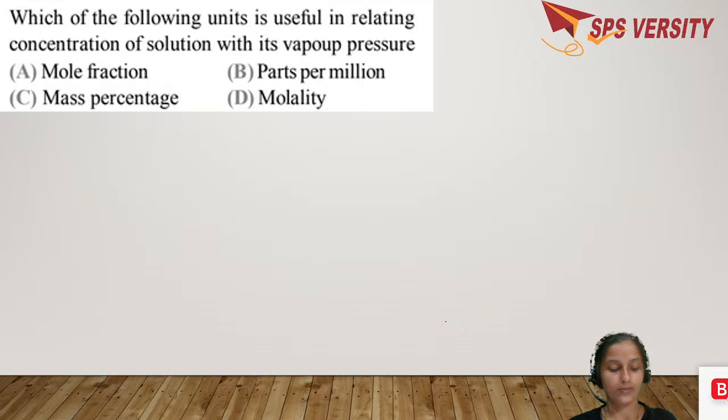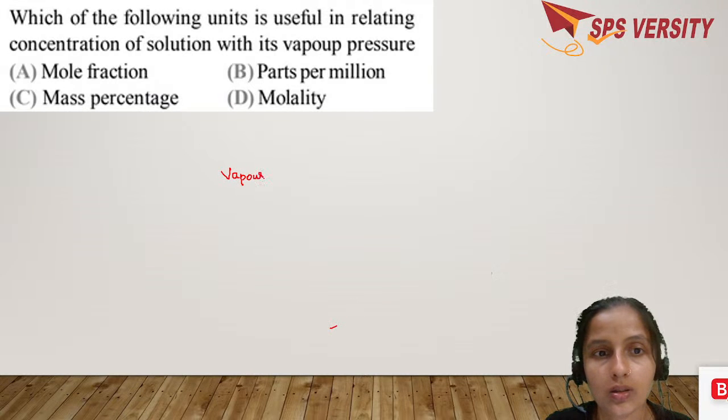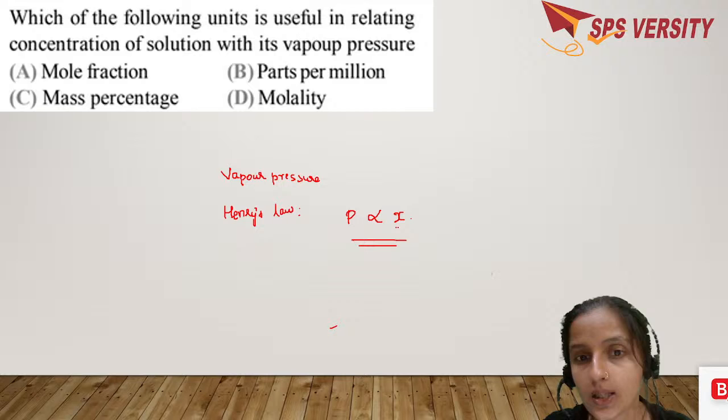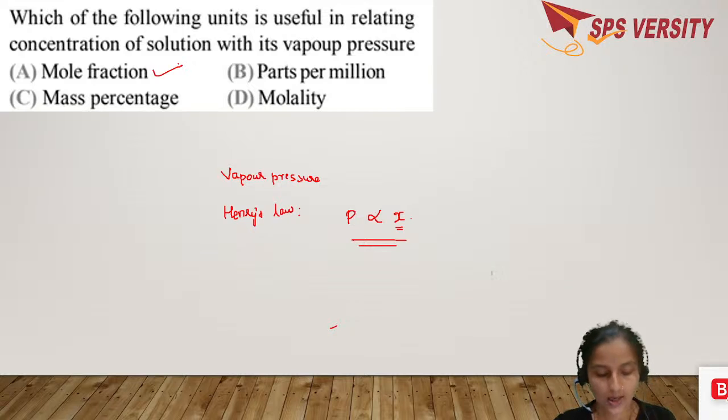Yeah, here we go. So what do you think? Which of the following units is useful in relating the concentration of the solution with its vapor pressure? Whenever we say vapor pressure, we apply Henry's law or Raoult's law, and we say the vapor pressure is directly proportional to mole fraction. So what is the quantity which we are referring to? It's the mole fraction. So the correct answer will be option A.